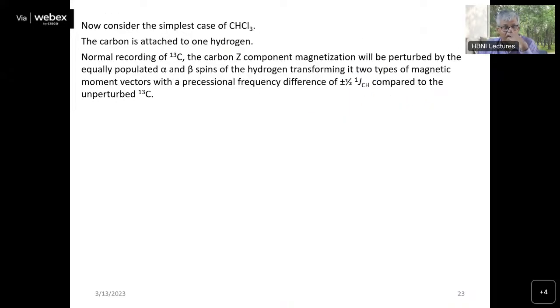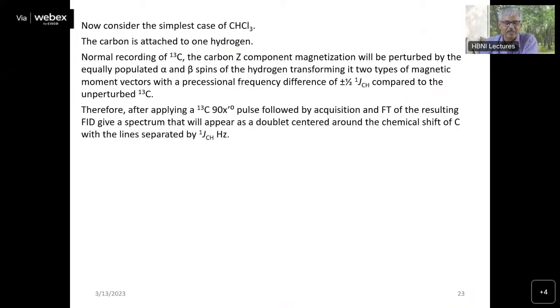Let us see how it happens. I have taken a simple case, let us say chloroform, so you have only 1 carbon and 1 hydrogen. If you consider that, the carbon will actually see that hydrogen in two positions, alpha and beta. Automatically due to that there will be a splitting of its line with a coupling constant value of half 1J CH.